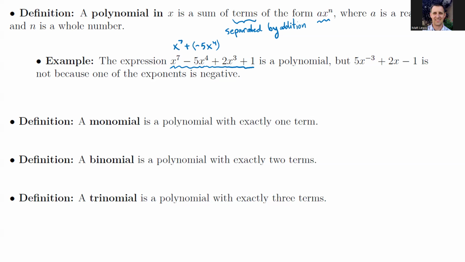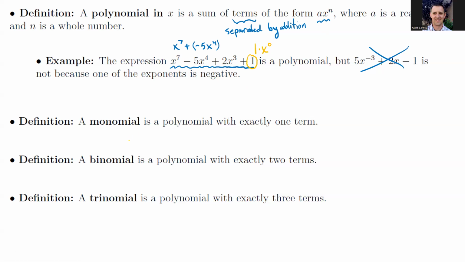But the exponent has to be a whole number. So this one that I underlined is a polynomial, but this one over here is not because this x is being raised to the negative 3 power. Now, at first, you also might look at that plus 1 at the end of this one and say, wait, does that fit the definition? It doesn't look like a times x to the n, but we could write it like this, right? Because we know x to the 0 power is equal to 1. And so it does fit this definition because 0 is a whole number.